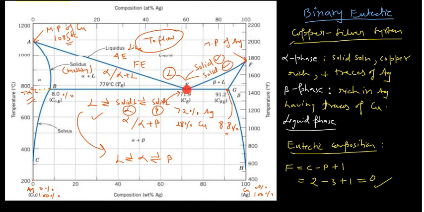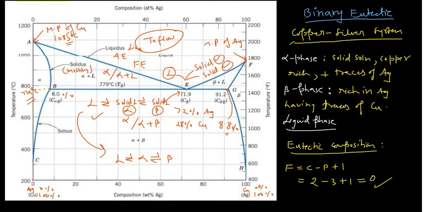That means invariant. If you vary any one of these, you will lose one phase, which you have seen for your water system at the triple point of the water system also. I hope this is clear to you. And the composition I have already discussed to you.